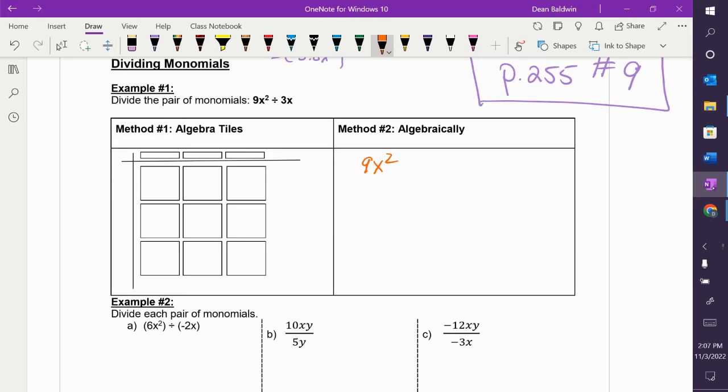squared and I'm dividing by 3x. That means 3x is in the denominator. This is straight out of the exponent law stuff. Yes, McKeon.